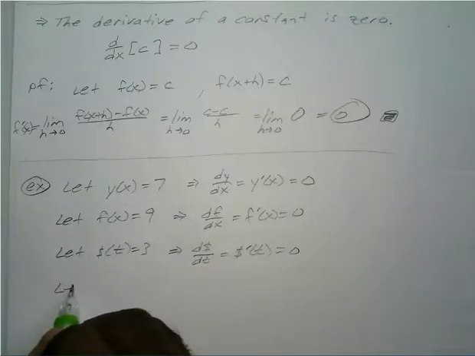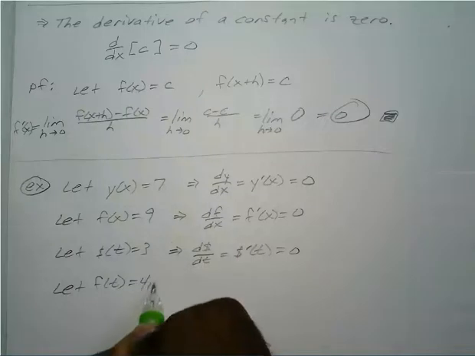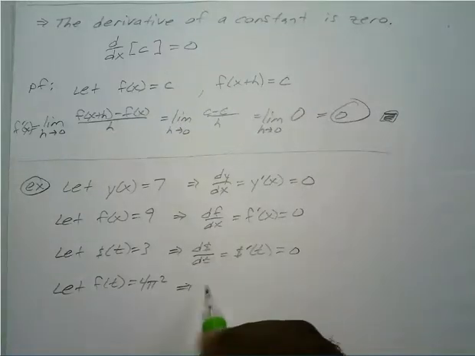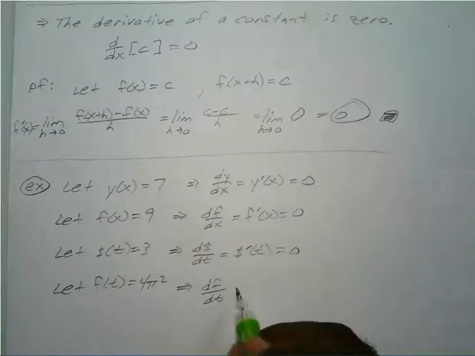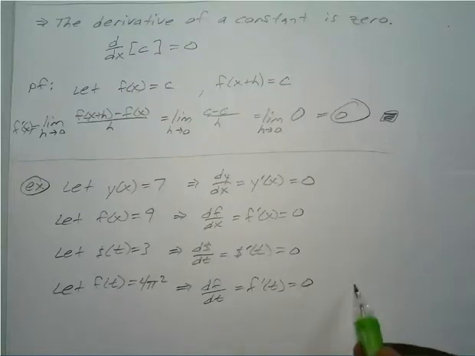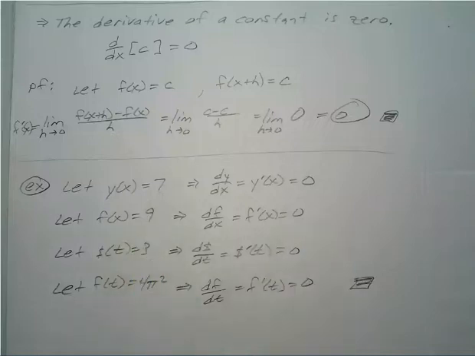Or even, what if we let f of t equal 4 pi squared? 4 and pi are both constants. So the derivative of f with respect to t, which is f prime of t, is going to equal 0. Whenever you have just a constant, the derivative of that constant is always going to be 0.